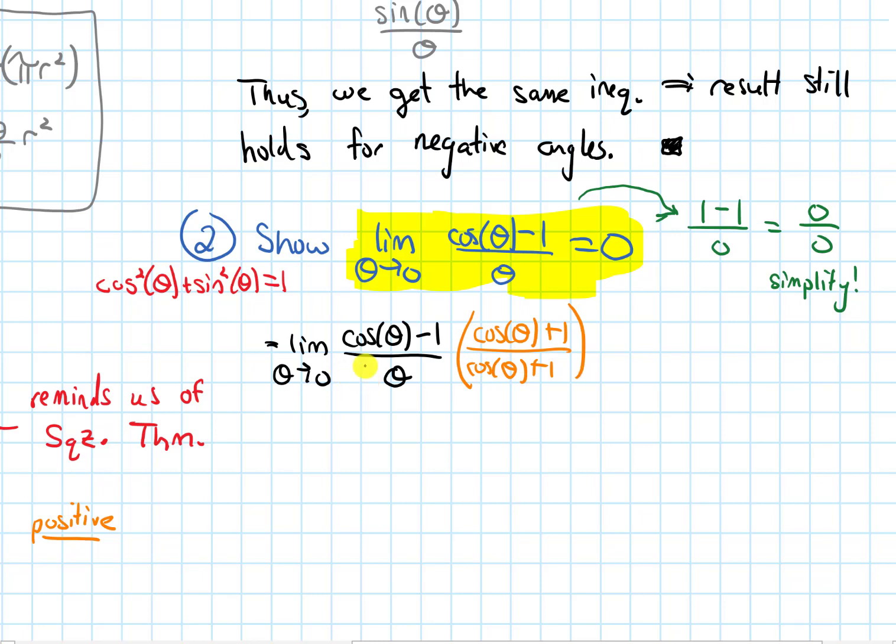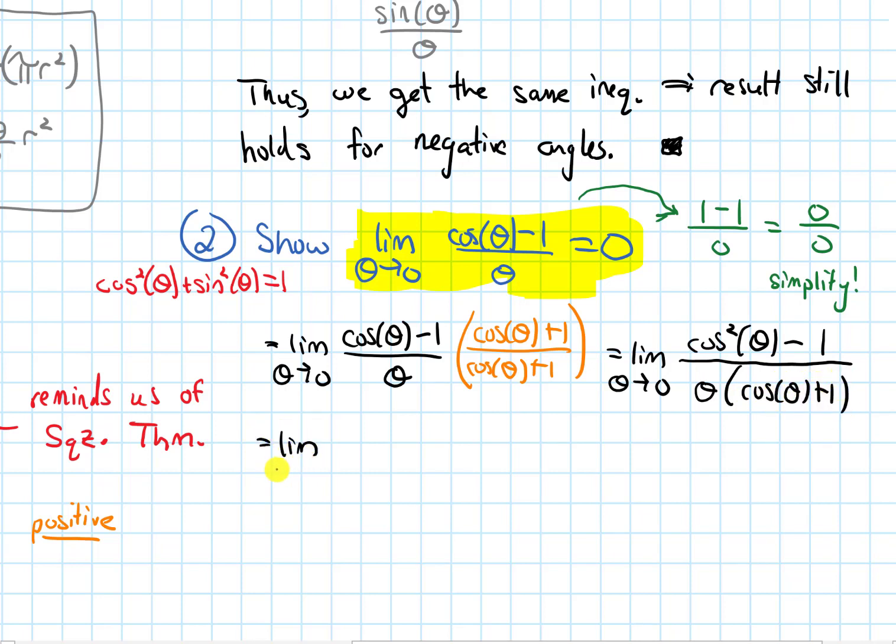This is something that may look weird the first time you see it, but it's a technique that is occasionally useful when we see limits involving things like cosine of theta minus 1, or maybe even sine of theta minus 1, or plus 1. All right, so when we do this multiplication, we'll get the limit as theta goes to 0. On the top, I'll get the first term squared, so cosine squared theta, and then minus the second term squared. 1 squared is just 1. And then over on the bottom, I'll get theta times cosine of theta plus 1.